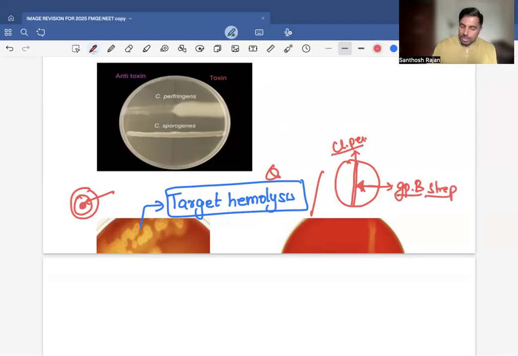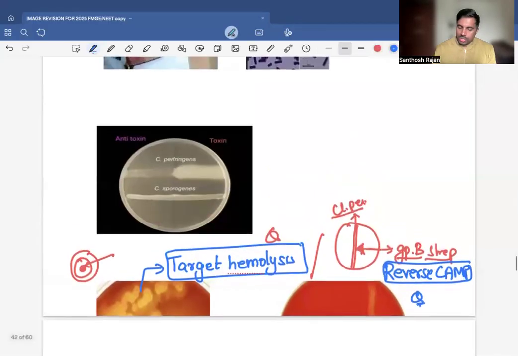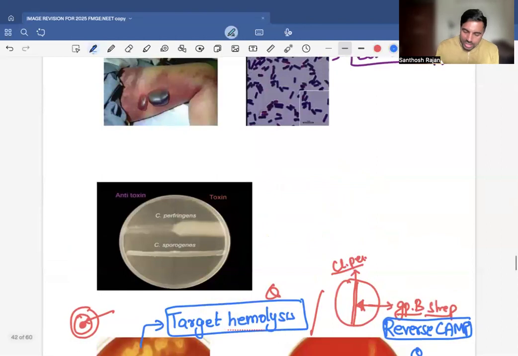That's called reverse CAMP. I always say our Nagarjuna is a little bit ulta, everything he does is ulta. So reverse CAMP test positive. I'm sorry, the picture is hidden inside, it didn't come out. That's okay, doesn't matter.